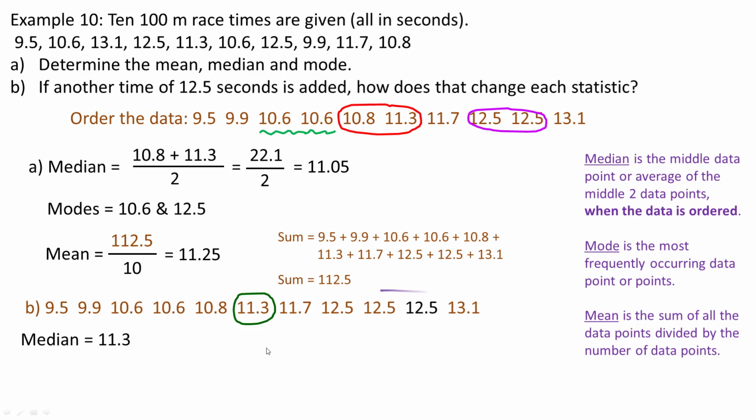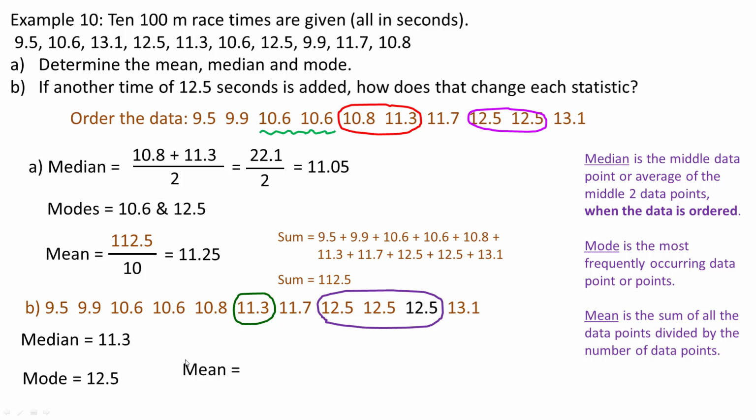The mode. Now you see there's 3 12.5s. There's only one of everything else, except we do have the two 10.6s. But the mode is the most frequently occurring data point. There's only one mode now. There's no 10.6 included for the mode anymore because there's only two of those, but there's three of the 12.5s. So the mode's the higher number.